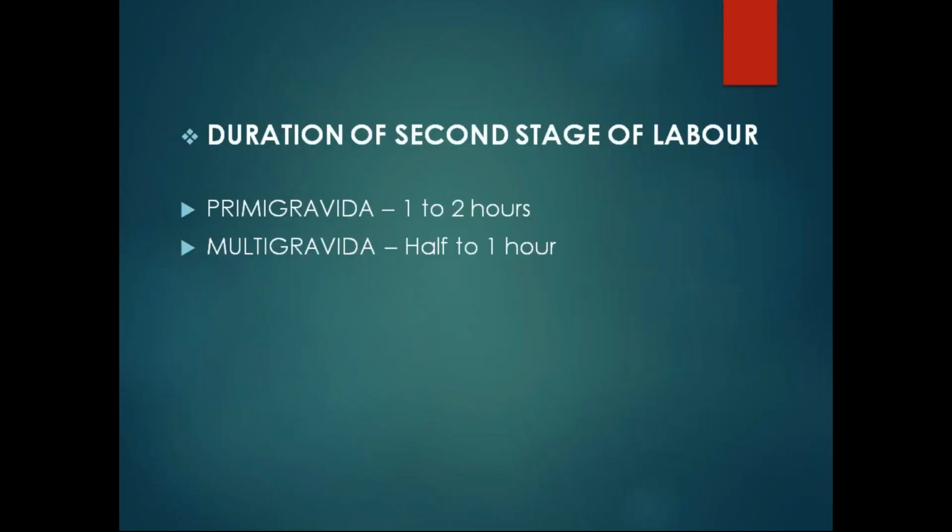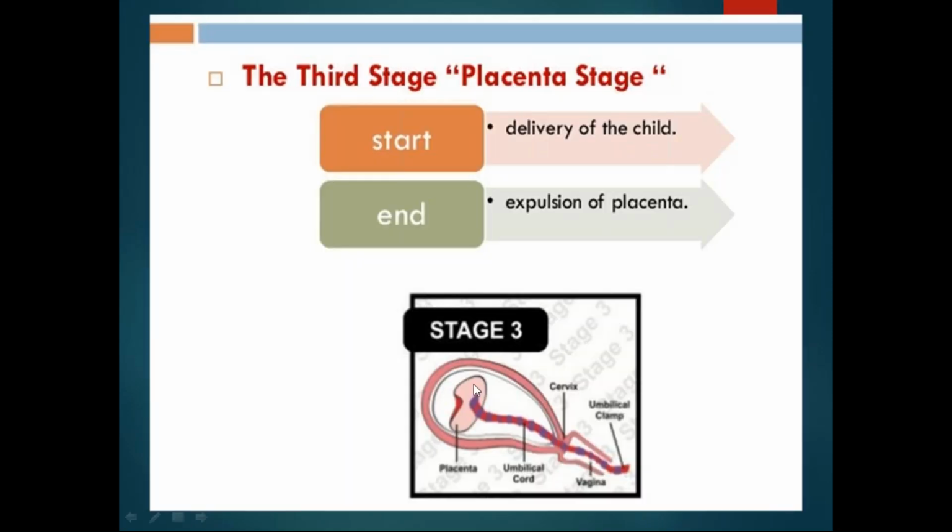Right. So this takes 1 to 2 hours in the primi, and in the multi it takes about half an hour to 1 hour. So it's always faster in the multigravida. Once the baby has come out, you have clamped the cord in two places, cut in between, handed over the baby, you have the placenta inside. So you can see here the placenta is attached to the uterine wall, cord is seen hanging here.